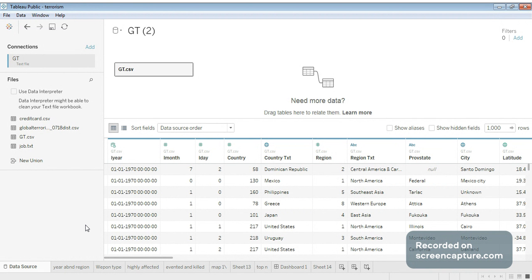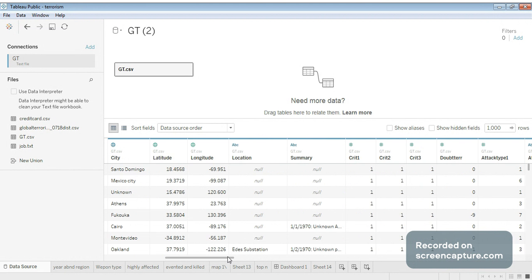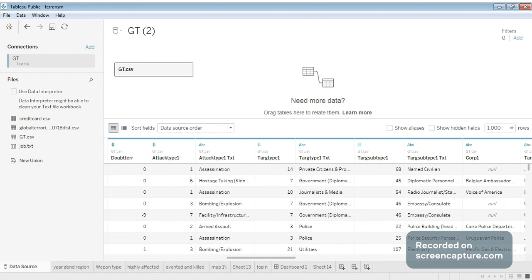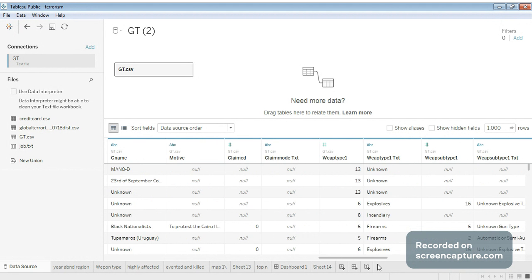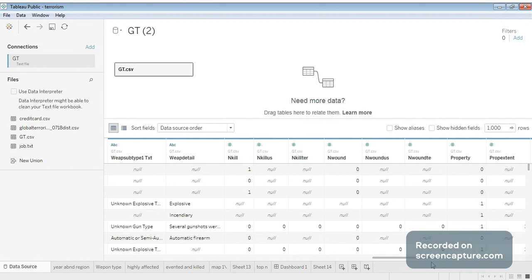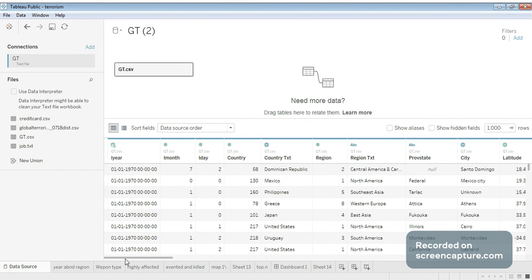The dataset that was provided to us had columns like date, month, year, country, region, latitude, longitude, type of attacks, gang names, motive behind it, weapon type, number of kills, number of wounds, and so on and so forth. The task was to do exploratory data analysis using Tableau or any other exploratory tool. I've picked Tableau.